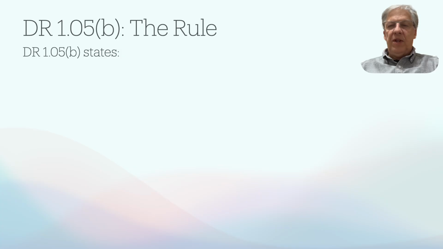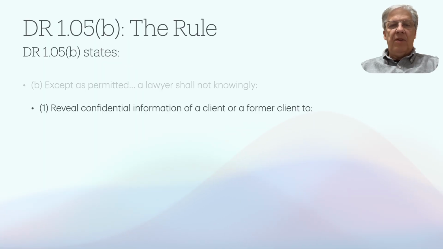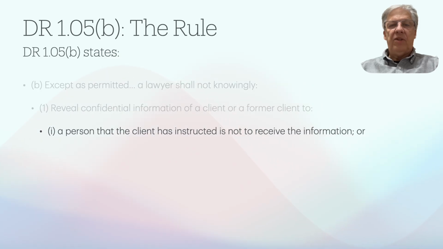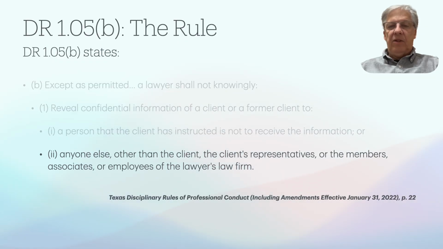Now, we got to go over DR 1.05. This is the important point, right? Except as permitted, a lawyer shall not knowingly reveal client confidential information of a client or a former client to a person that the client has instructed is not to receive the information, or anyone else other than the client's representatives or members, associates, or employees of the lawyer's law firm. And that is the part that would include proprietary companies for proprietary AI, right? And you can get it right there, page 22, the latest version of the Texas Disciplinary Rules of Professional Conduct.